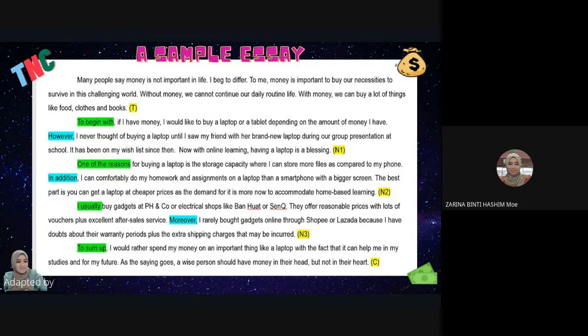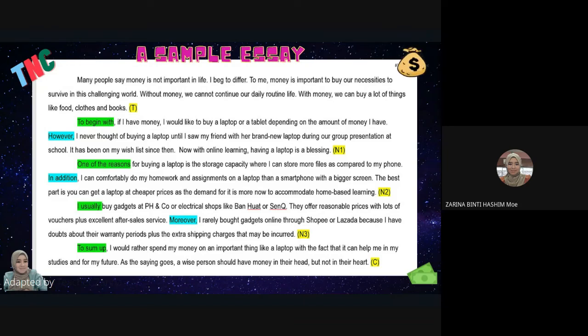To begin with, or first of all. Don't write firstly. I would not recommend you to use firstly, secondly, thirdly. Don't practice using that. Try to use either first of all, to begin with, or to start. If I have money, I would like to buy a laptop or a tablet, depending on the amount of money I have. So you have already mentioned you want to buy a laptop or tablet.